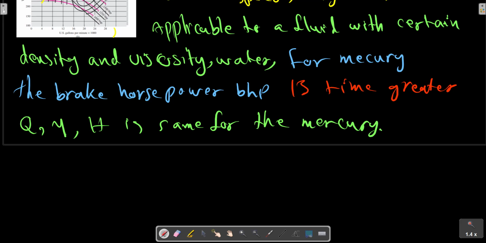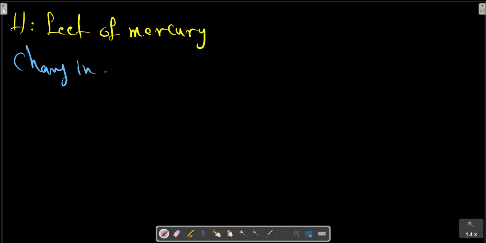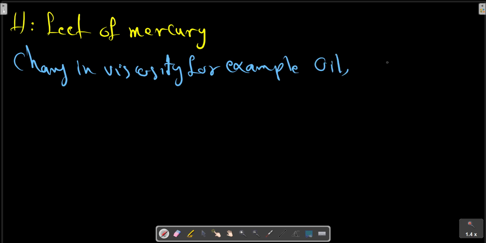But in that case, H should be interpreted as head of mercury, not head of water. If the pump were used for, for example, oil, then Q, H, eta, and P will change due to the larger change in viscosity.